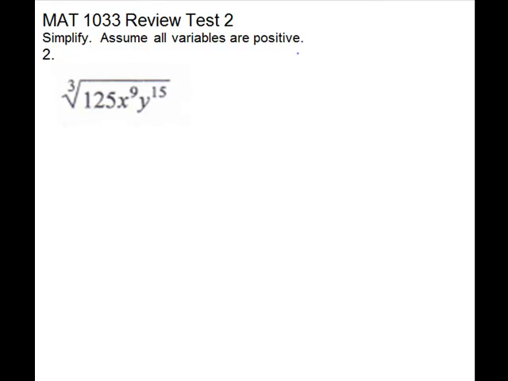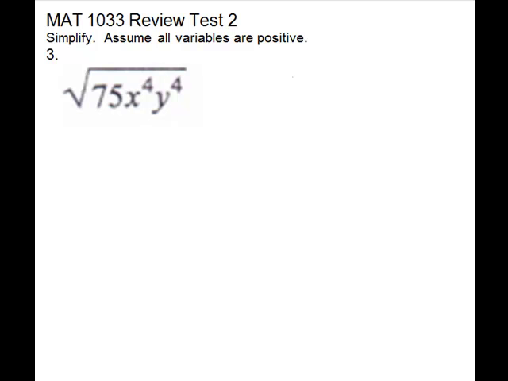Our next problem has an index of 3. So we're looking for perfect cubes. This problem actually has perfect cubes. For 125, the cube root is 5, because 5 times 5 times 5 is 125. For the variables, we'll divide the index into the exponent. So 3 into 9 will go 3 times. That would be 3 groups of 3. And 3 into 15 will go 5 times. So everything is able to come out from under the radical.